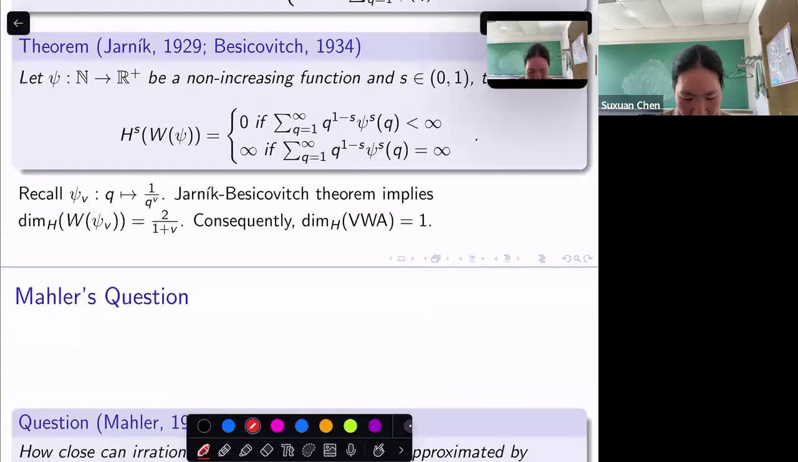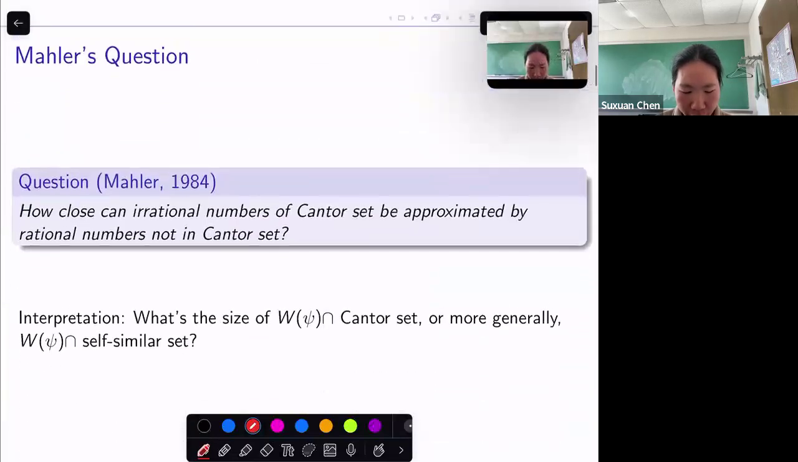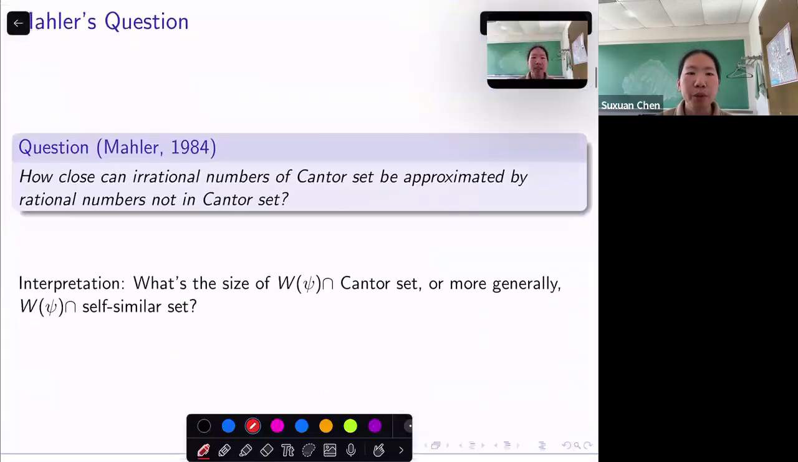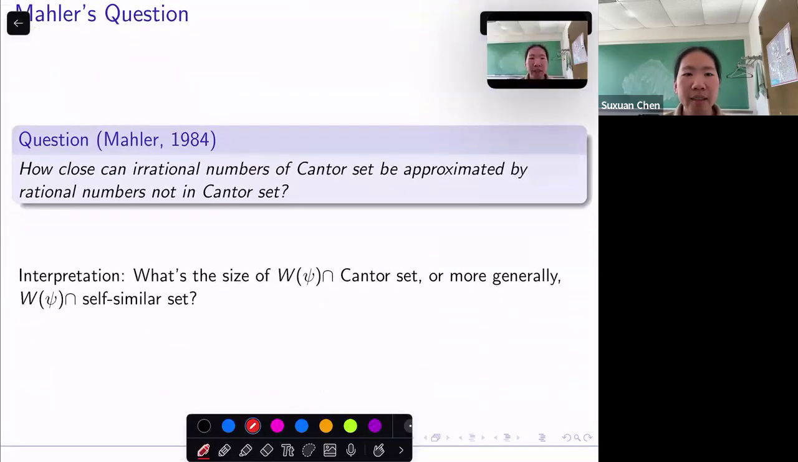One can further investigate the distribution of W psi in the real line or unit interval by considering the intersection of W psi with some sets that have been well studied. So we have Mahler's question. It was raised by Mahler in 1984. The statement is: how close can irrational numbers of the Cantor set be approximated by rational numbers not in the Cantor set?